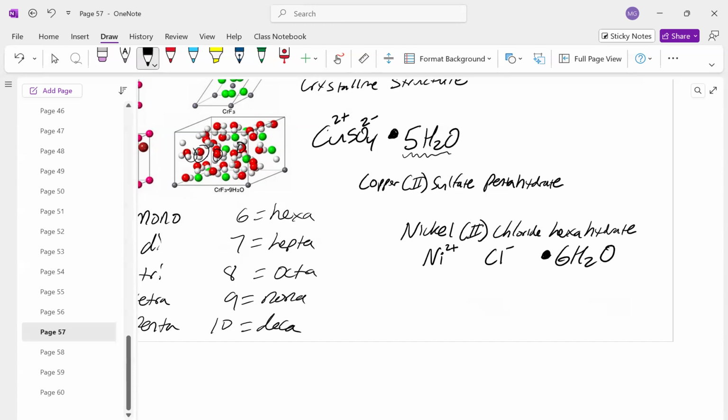Now, what should the formula of the salt part of this be? If nickel is +2 and chloride is -1, I need two chlorines to balance out that +2 charge. So NiCl2, the big dot, and 6H2O.